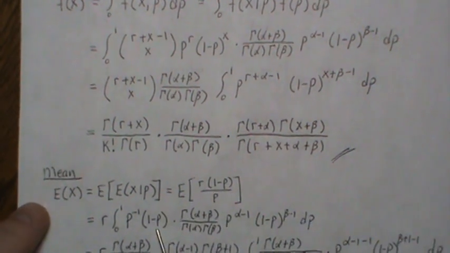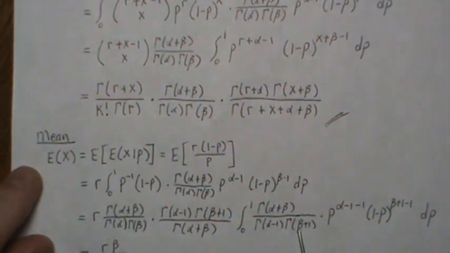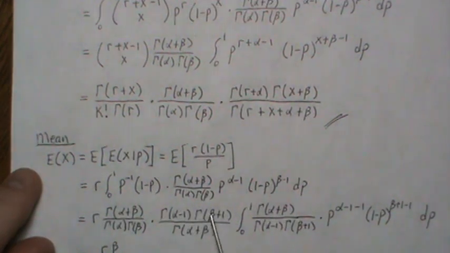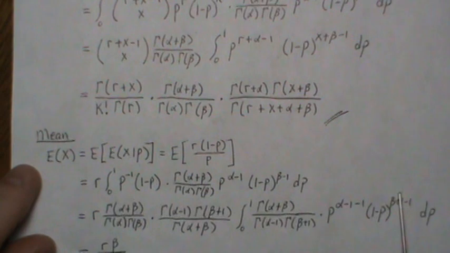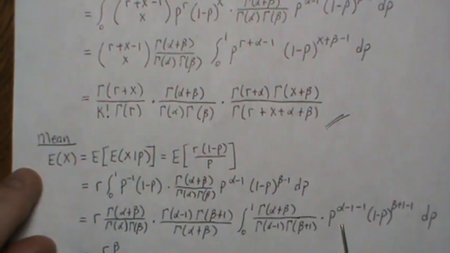Now we combine the p's and the 1 minus p's, and we get this. And I went ahead and multiplied it times 1. These all cancel. But I do that because then this is a beta distribution which integrates to 1.